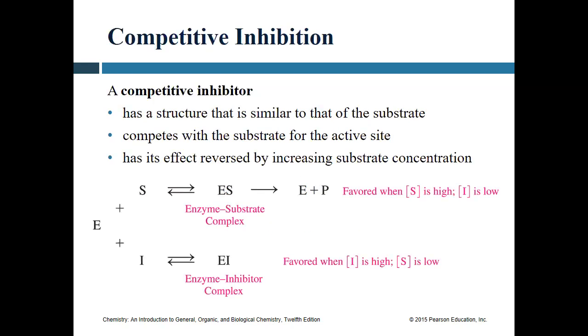So, competition. A competitive inhibitor is one that is close enough to the actual substrate in terms of shape, size, polarity, that it can actually fit in the active site when it's not supposed to. And as a result, it competes, that's why it's called a competitive inhibitor. It competes with the substrate for the active site.